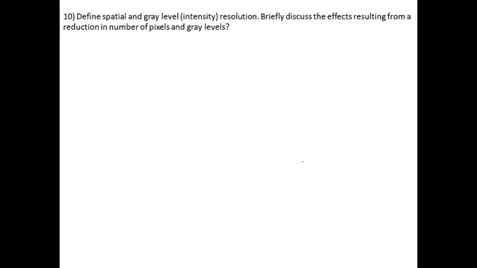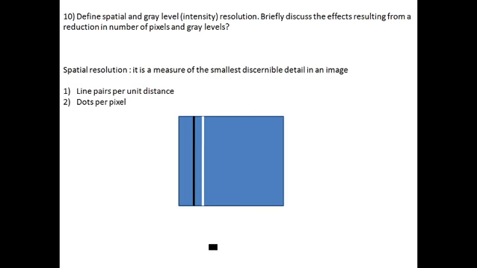When you consider spatial resolution, it is nothing but a measure of the smallest discriminable detail in an image. There will be two measurement units. One is line pairs and the other is called dots per pixel. Let us consider line pairs.